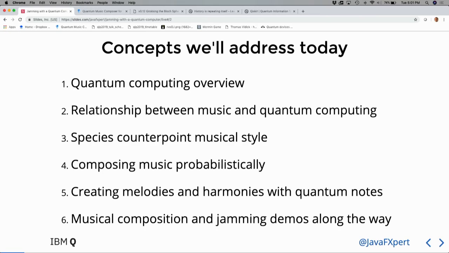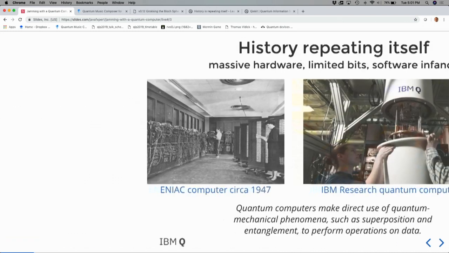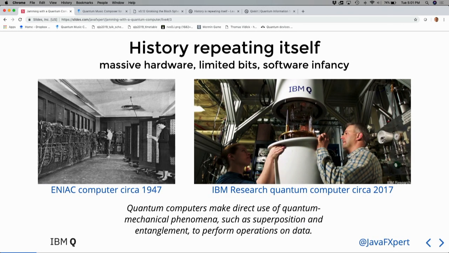You've heard of Schrodinger's cat, where the cat's in a box and you don't know whether Schrodinger's cat is alive or dead until you observe. And it's based upon probabilities. And so since music composition is based upon probabilities, there are some links there. And we'll have some music composition and jamming demos along the way.